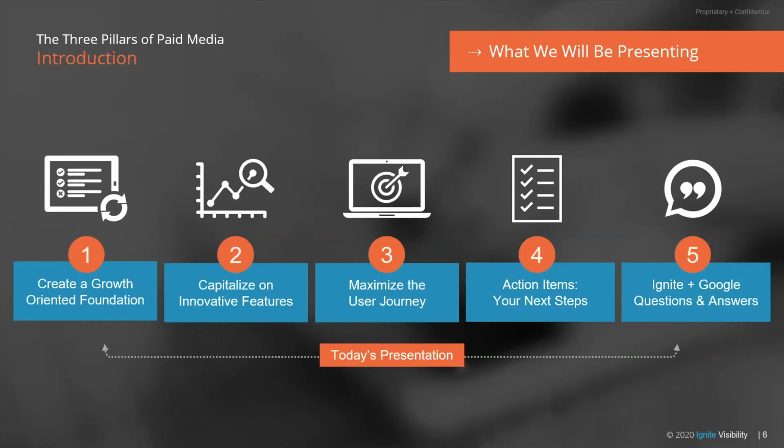But the three pillars we're covering are, first of all, creating a growth-oriented foundation. This is really about getting your basics right. It's about understanding and applying the fundamentals to your unique business model, getting organized and maintaining integrity with that system you build.